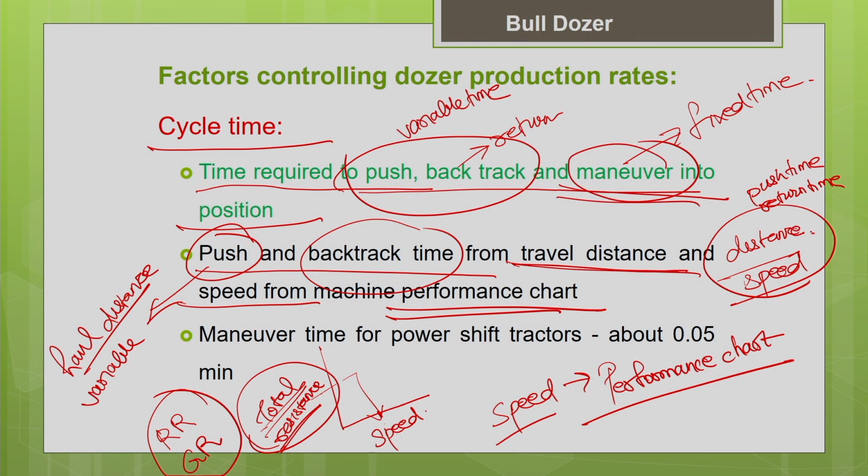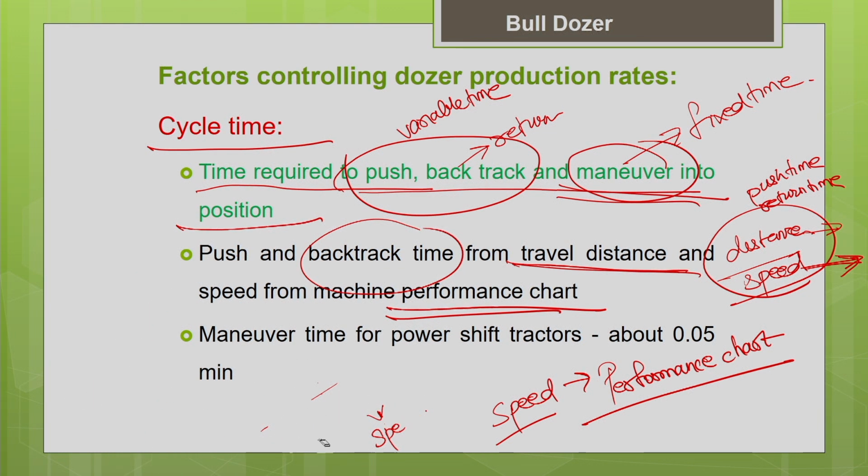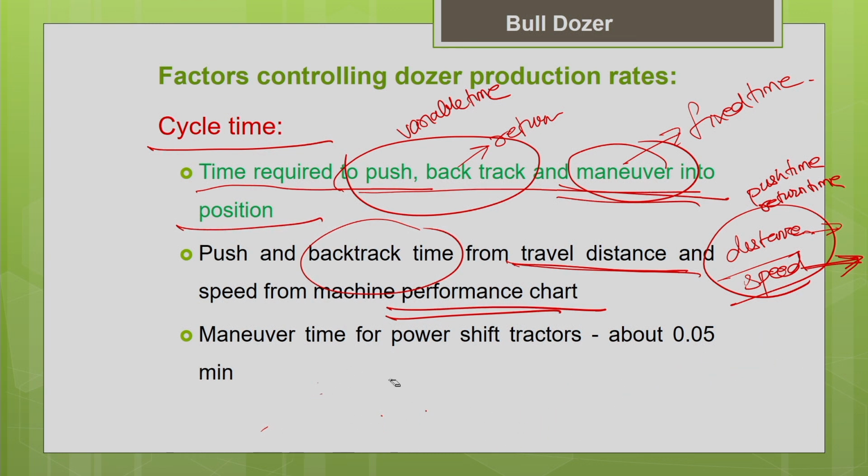For that I need to know the dozing distance and the speed. Speed I can determine from the performance chart. Now, let us see what this maneuver time is. As I already told you, maneuver time is nothing but the time needed for changing your speed, accelerating, changing the gears or reducing the speed. That is what is called maneuver time.